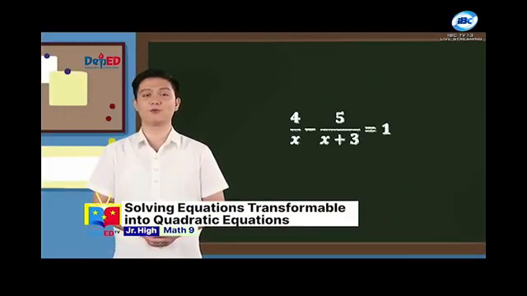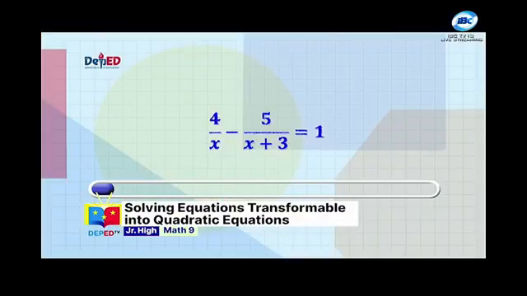Equation number 2, 4 over x minus 5 over x plus 3 equals 1. For 45 seconds, go.